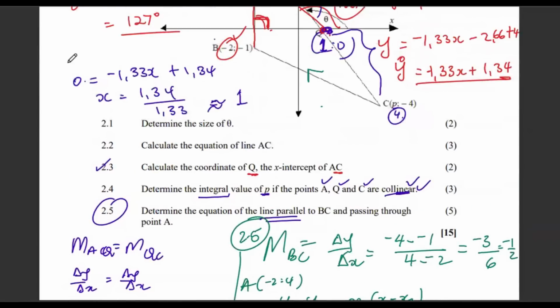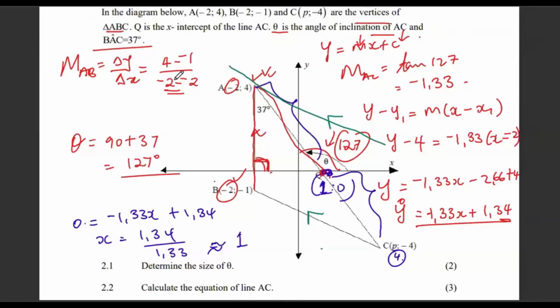So that's how questions of analytical geometry can be answered. If you have an angle, you need the gradient, use that tan. If you have the gradient, you need the angle, still use that same formula, but in the opposite way, and then you end up with that.